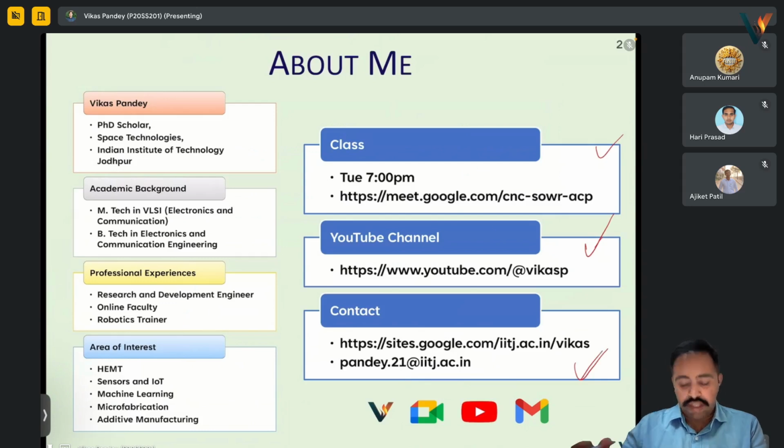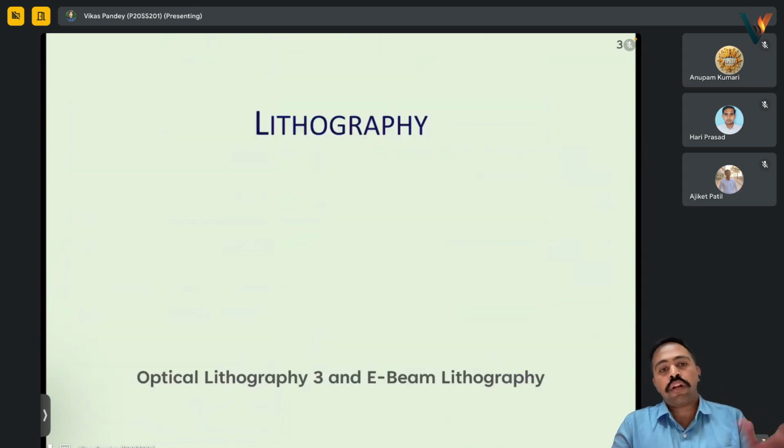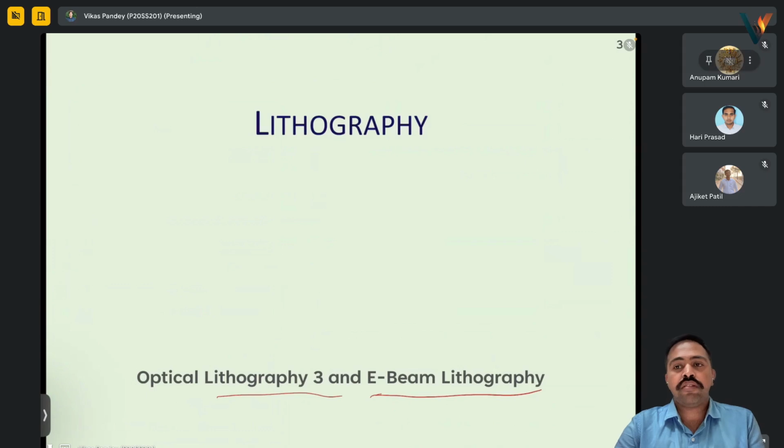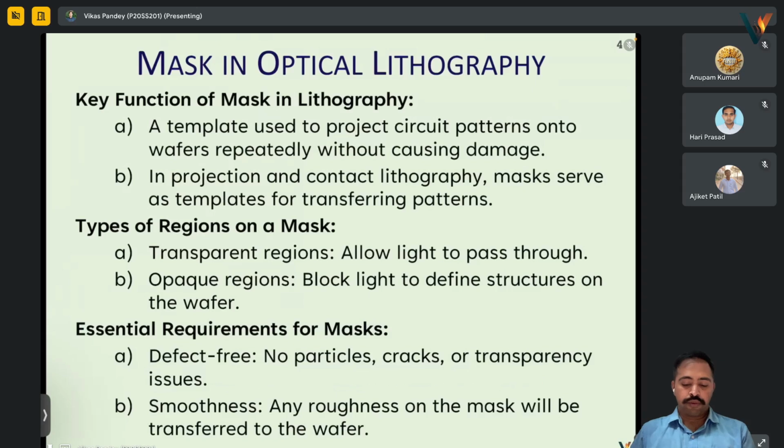In continuation with the lithography, we will continue with part 3 of optical lithography and we'll discuss a bit about e-beam lithography. Before starting, if you have any specific questions, you can ask, or we can discuss even at a later stage. Any questions? Okay, so let's move forward.